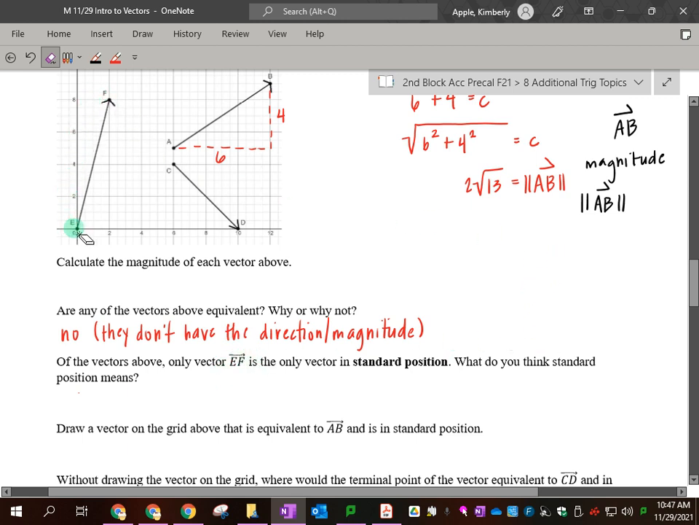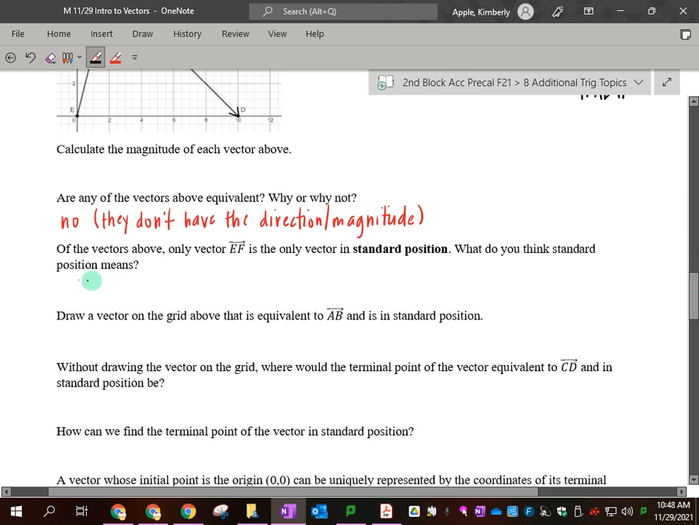Okay, so of the above vectors, only EF is in the standard position. That's this one. The standard position is when the initial point is located at the origin. So if you have anything other than that, make sure you edit your answer. The initial point is at 0, 0. And that actually makes things really, really easy. So we really like these to be in the standard position.